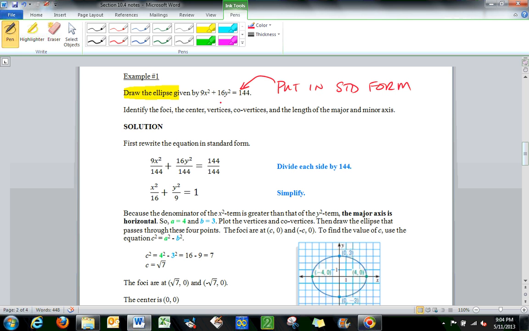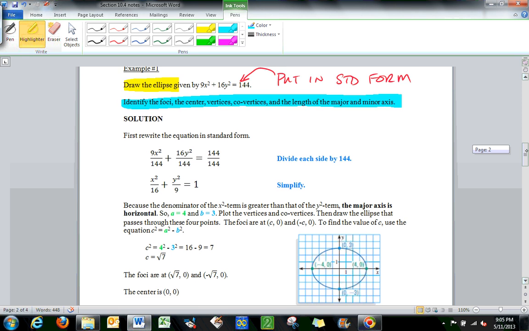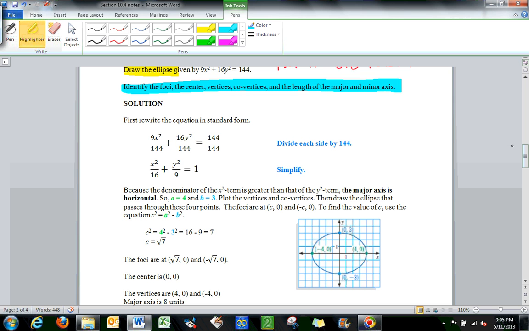Now, keep in mind, it asks us to do a whole slew of things here. It wants us to identify the focus, the center, the vertices, the co-vertices, and the length of the major and minor axis. So we'll talk about the easy way to do all of those and find out what each one of those are. I will probably not spend too much time on the focus or the foci. I'll be more concerned about your vertices and co-vertices and drawing the ellipse appropriately. But let's take a look at how we're going to do this.